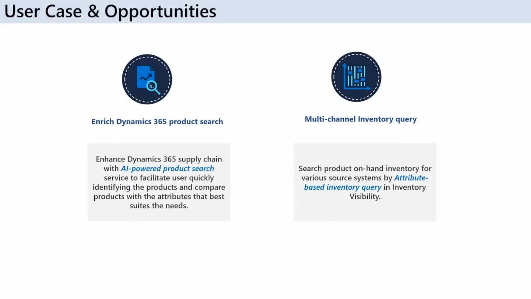The second use case is that by leveraging the product search functionality, users can quickly do inventory queries among multiple data sources and multiple channels. That's the advantage of Inventory Visibility. That's the reason why, by combining the product search service and Inventory Visibility, we can achieve these two goals. Okay, in the following slides, I will hand over to Steve. He will introduce the architecture, the configuration, and the demo. Okay, Steve, handing over to you.